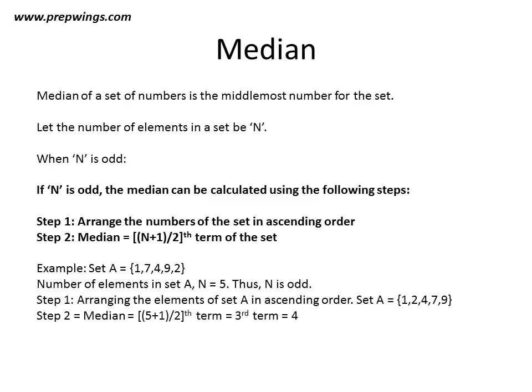Now as n is odd, median will be equal to the (n plus 1) by 2th term, and n is 5 here. So putting n equal to 5, we get median equal to (5 plus 1) by 2, which is 3. So median is the third term of the set. First of all, just keep this in mind: median is not equal to 3. Median is the third term of the set. Now if I look at the set 1, 2, 4, 7, 9, 4 is the third term for the set. So median for the set is equal to 4. This is how we find the median when the number of elements in a set is odd.